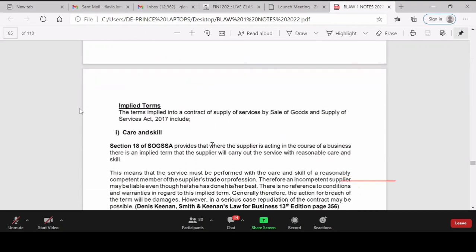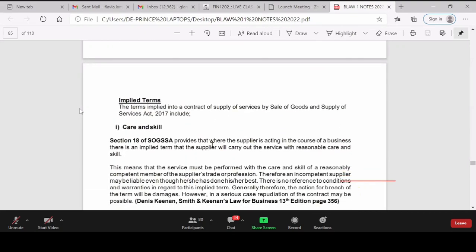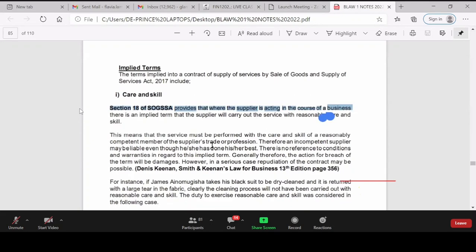Then the implied terms in a contract for supply of services. Just like we saw in a contract for sale of goods, there are certain implied terms. And likewise, in a contract for services, there are also certain implied terms. Whether you talk about them or you don't, they must apply in your contract for supply of services. And these are: 1, care and skill. The duty of care and skill.